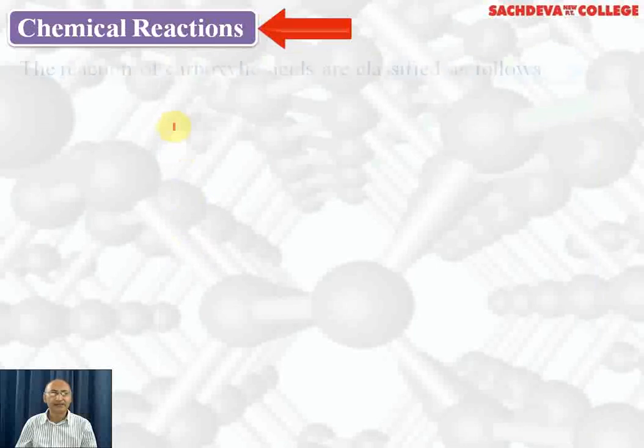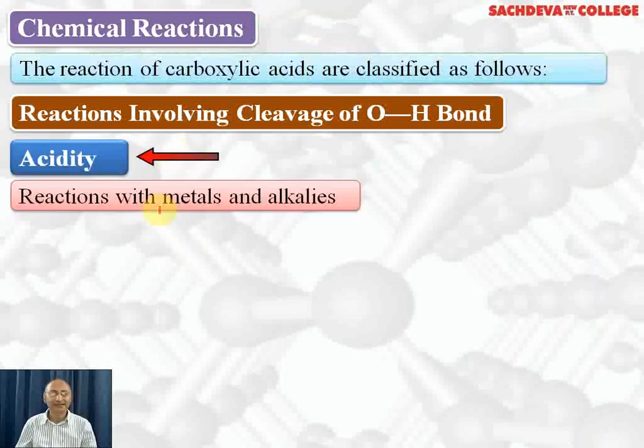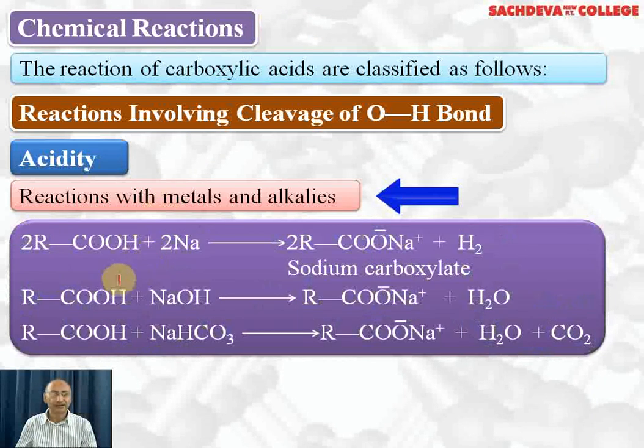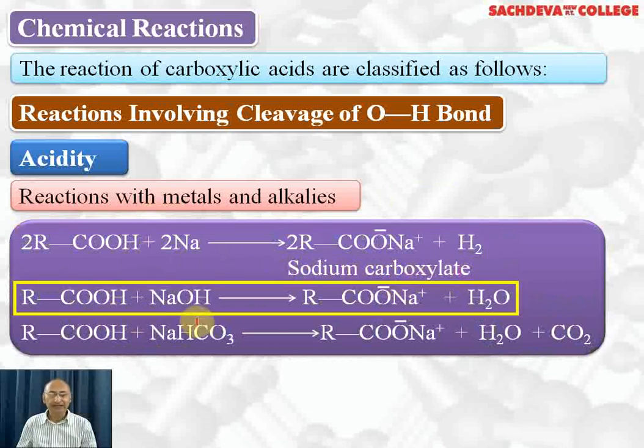Next, we are taking chemical reactions. Reactions can be classified into different groups. First, we are taking reactions involving cleavage of the OH bond, the acidity of carboxylic acid. First, we are taking reaction with metals. Sodium metal reacts with carboxylic acid to form sodium salt of carboxylic acid and hydrogen gas is liberated. Carboxylic acid reacts with sodium hydroxide. Neutralization reaction takes place. Sodium salt of carboxylic acid is formed and water is formed.